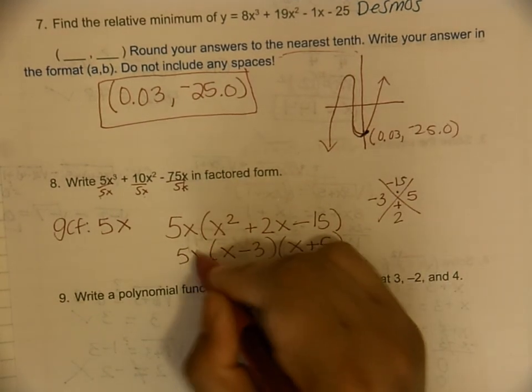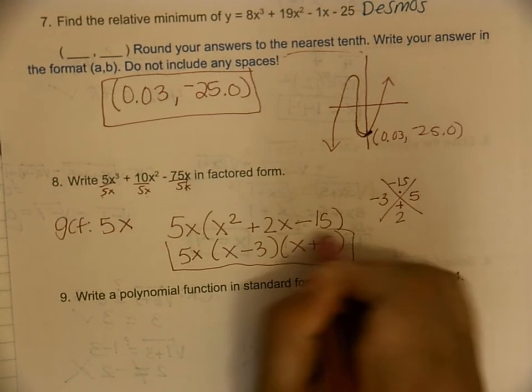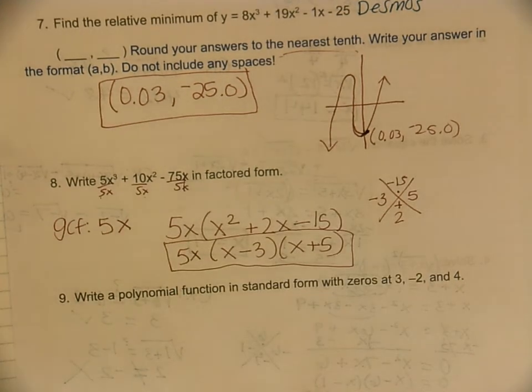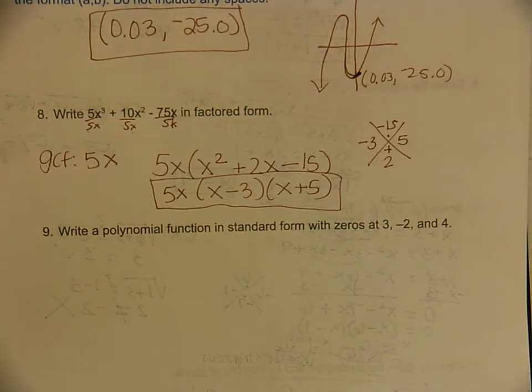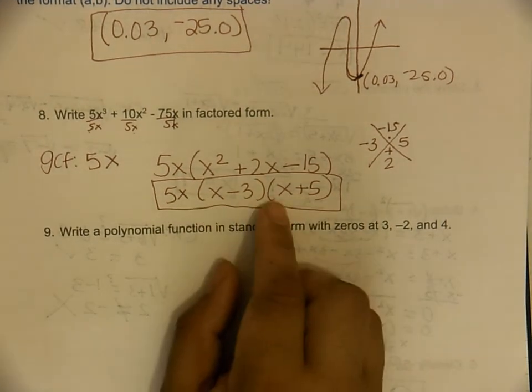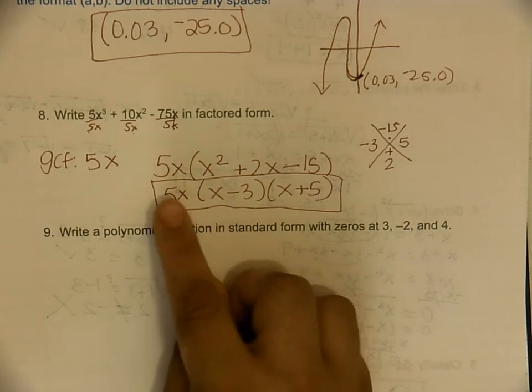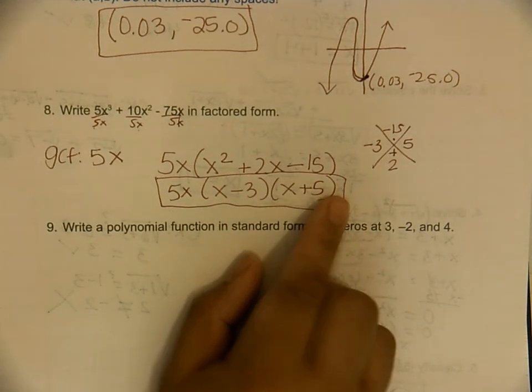Don't forget the 5x in front. This would be the final answer, which is 5x times x minus 3 and x minus 5. If it was a short answer question, you'd have to type all of this in just like you see it. But if it was multiple choice, you just want to make sure all 3 factors are there.